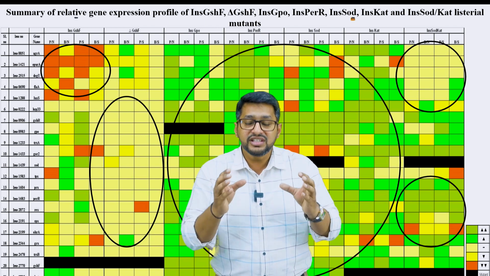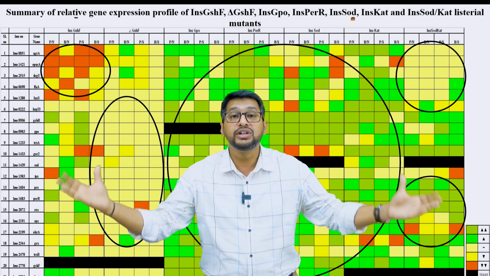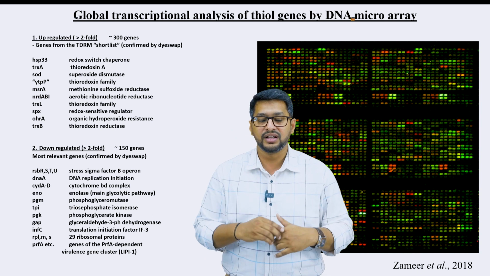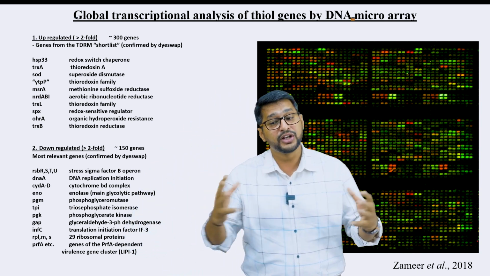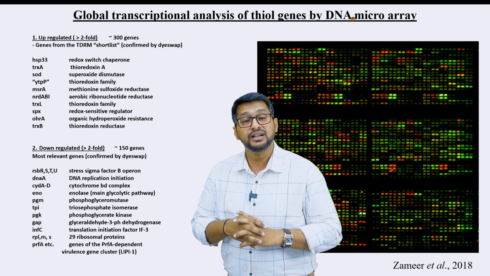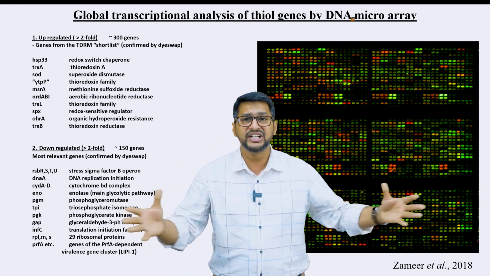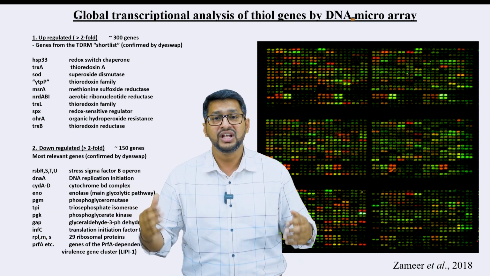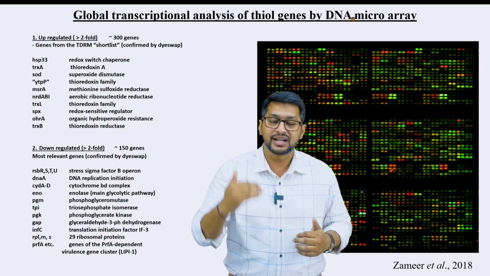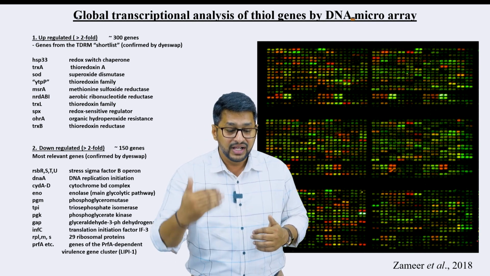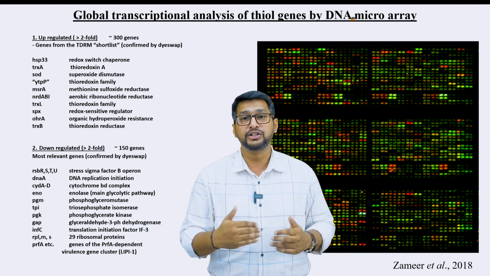Now, since we have studied a small set of mutants, if I want to study a global pattern, the best method is to go for global transcriptional analysis of thiol genes using DNA microarrays. Once we have done this, we screen around 2000 or 2500 genes, and among them what we have observed is that more than 300 genes are upregulated by 2 folds, and more than 150 genes are downregulated by 2 folds.